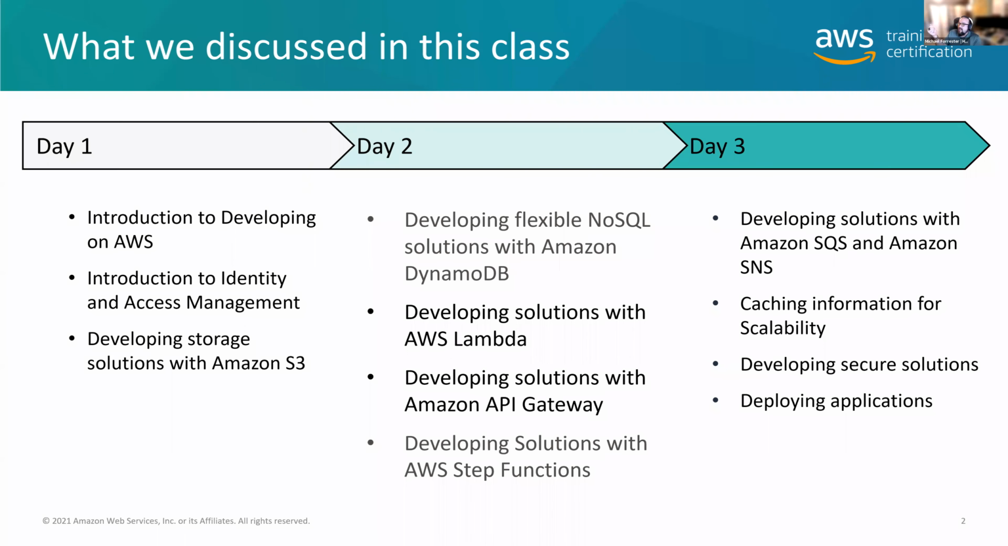Then SQS and SNS, along with Step Functions and Lambda, to talk about loose coupling and pub/sub fan-out models, ElastiCache as well. And then we talked about some security options in terms of certificate management, secrets management, that kind of thing.